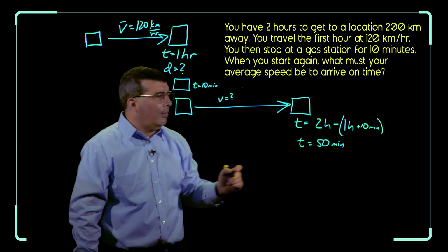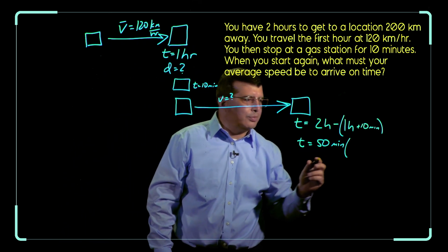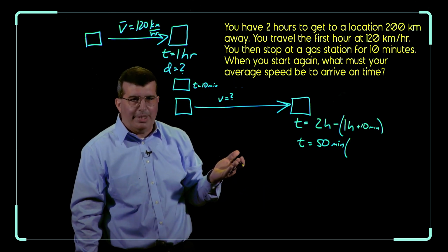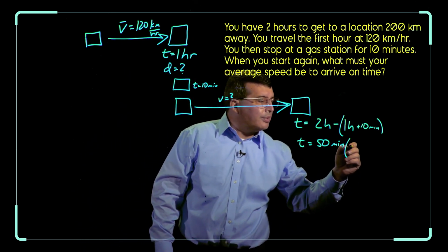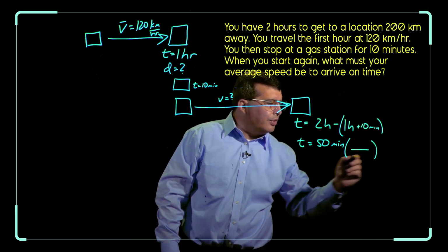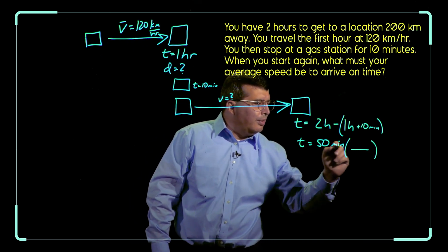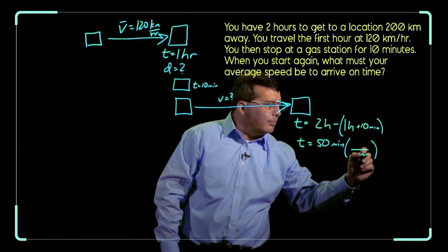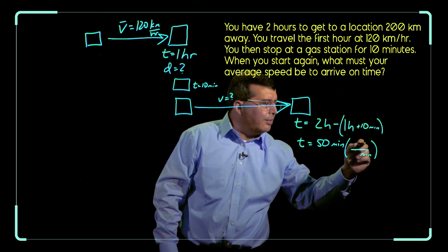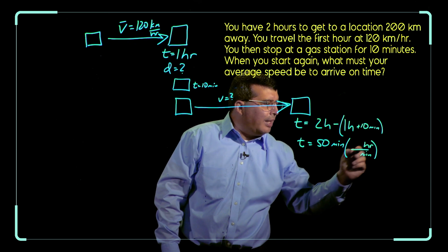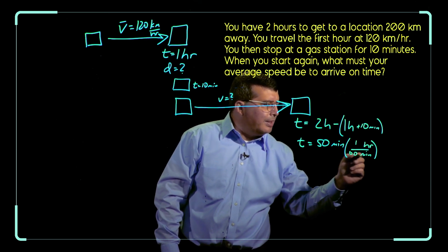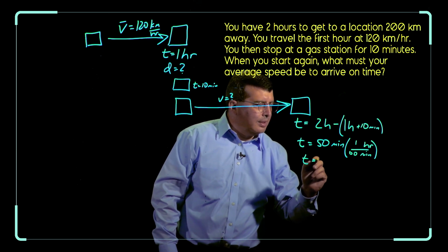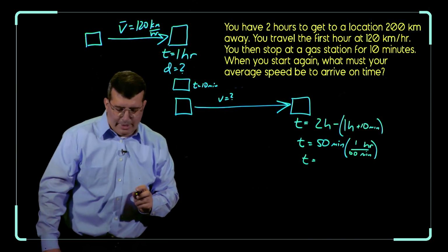Let's convert that to hours because we're going to want speed in kilometers per hour, or average speed in kilometers per hour. So we would put our conversion fraction. Minutes is in the numerator. Put minutes in the denominator. We want to convert to hours. And 1 hour is 60 minutes. So what is our time in hours?